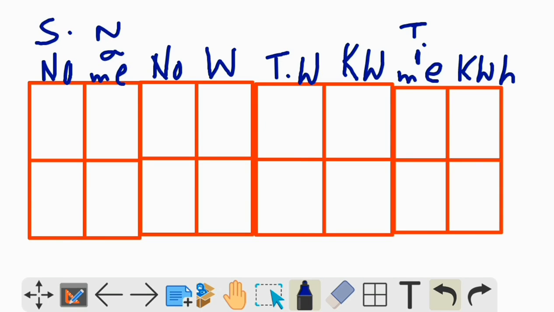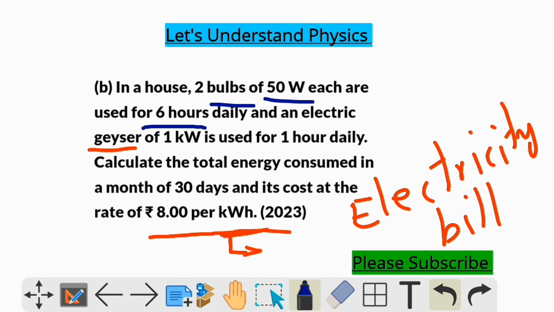Now you can observe serial number, name, number of devices. Okay, the same device, how many they have given, and then wattage reading, then total watts we will find by using this number. Kilowatts we have to convert it, and then the time for which they are using that device, and then finally kilowatt hour. Okay, now let's see in the question.